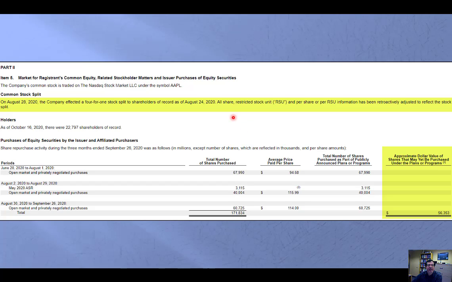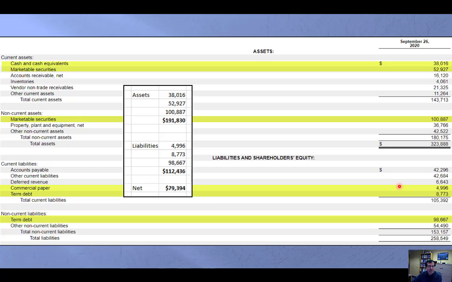And just as a reminder again, they have $56 billion to go, and this is what might be propping up the share price. The fact that the number of shares keeps decreasing, that gives earnings per share a boost in and of itself, and they have a way to go.